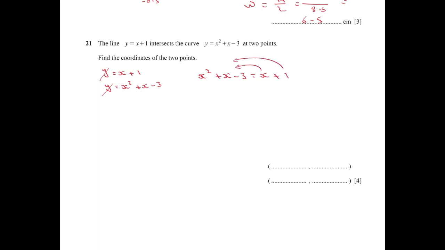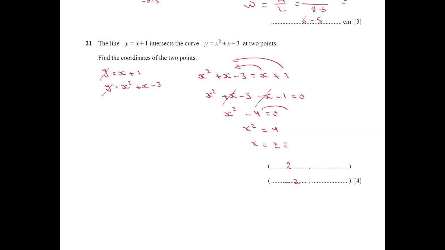Now x squared plus x minus 3 minus x minus 1 is equal to 0. x minus x will be cancelled. x squared minus 4 equals 0. x squared equals 4. x is equal to positive or negative 2. We have two values for x, 2 and negative 2.